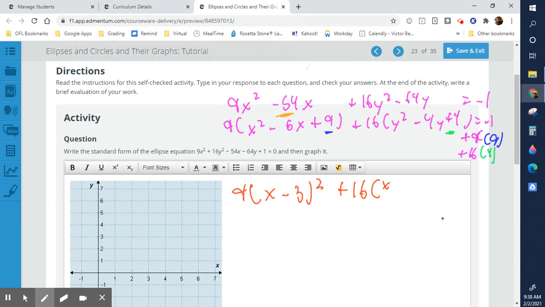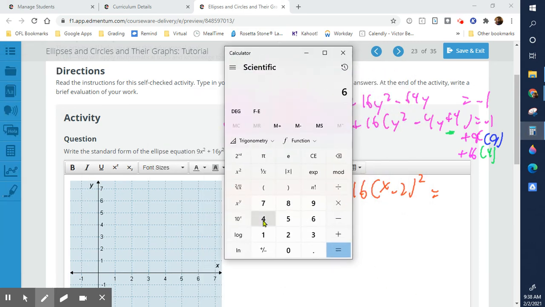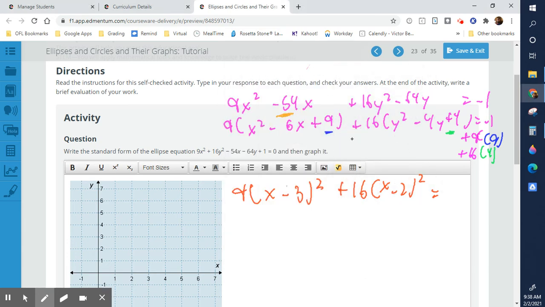So this is x take away 2 quantity squared equals, this is 81. This is 64. So give me a second here. Let me grab a calculator. 64 plus 81, take away the 1. We get 144. So this is equal to 144. And you're going to end up dividing this by 9 times 16.